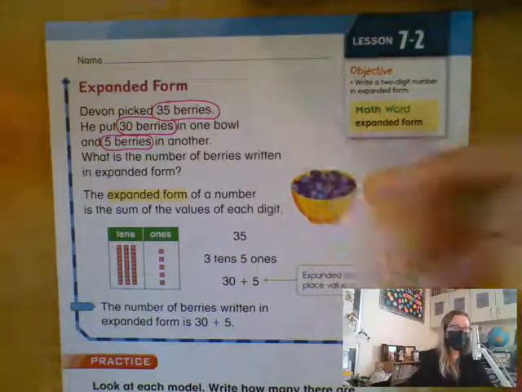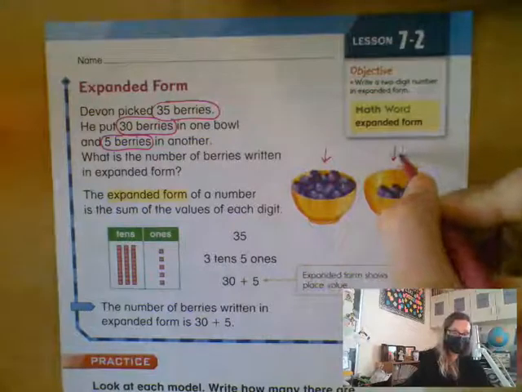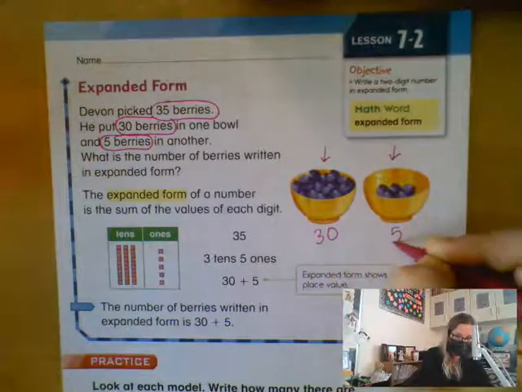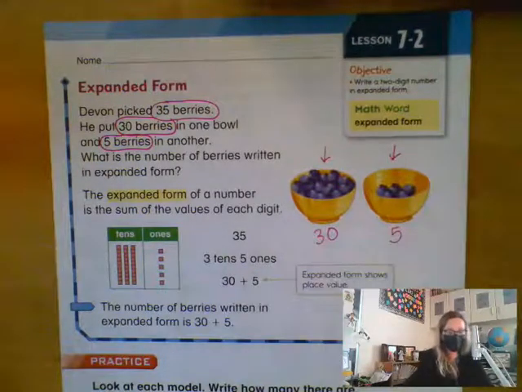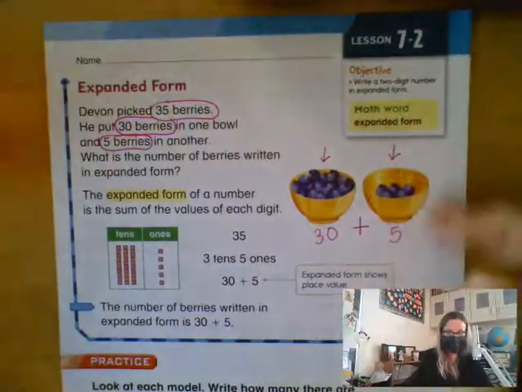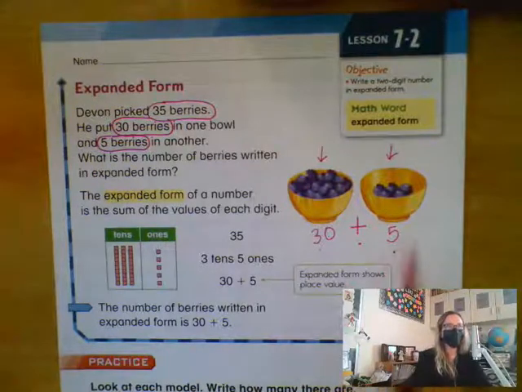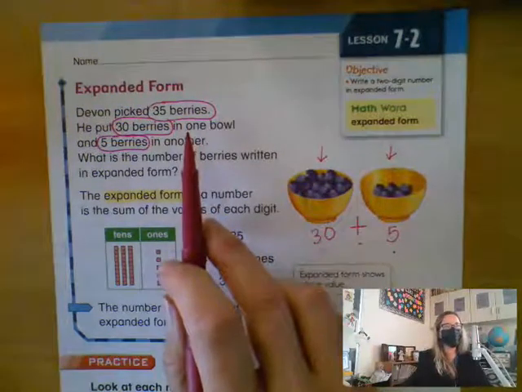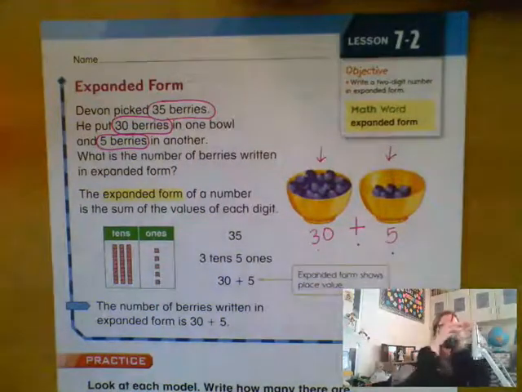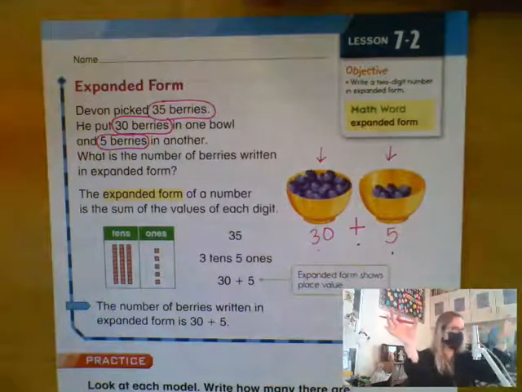So he had 35 altogether. He put 30 right here and 5 right there. So he has 30 and 5. So altogether, his berries are this bowl plus this bowl. So 30 plus 5 is the expanded form of 35. Do you get it? Expand just means to make it bigger. So we're taking the number and we're stretching it out. So instead of 35, we're making it 30 and 5.